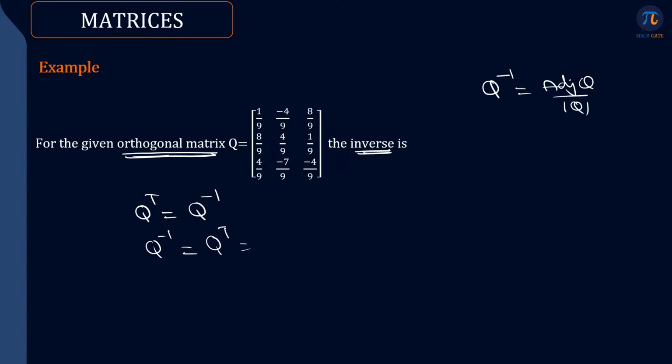So he is asking what is the inverse? Just transpose the matrix. First column becomes first row, second column becomes second row, and third column becomes third row.